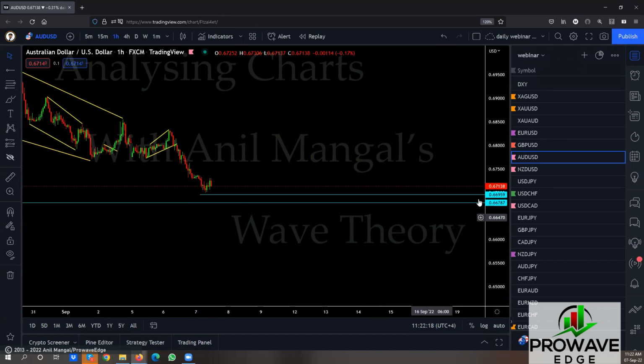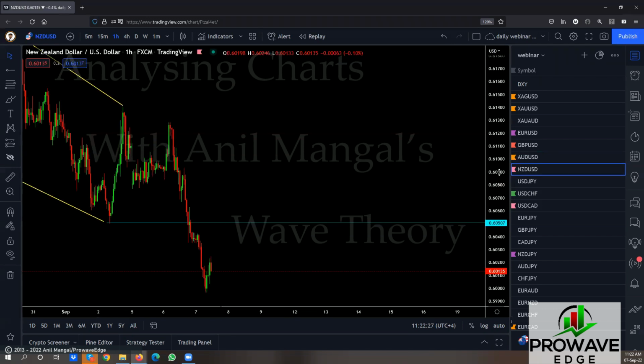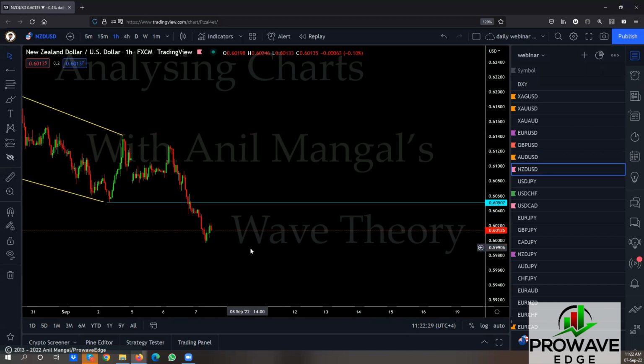So that's a good sell setup. It's an aggressive trade. You have to manage it. We can put that as an aggressive sell now because you would have to manage it very carefully. New Zealand, we're waiting for the same thing. I don't think this is enough of a correction. Let's wait for more correction.